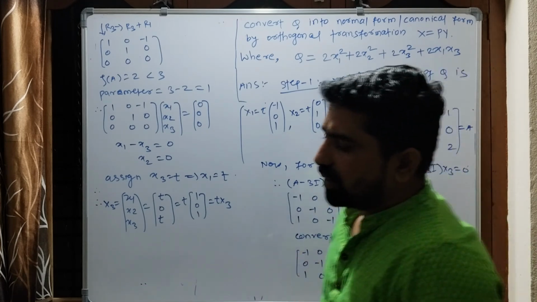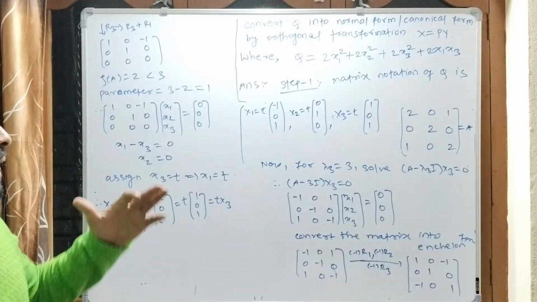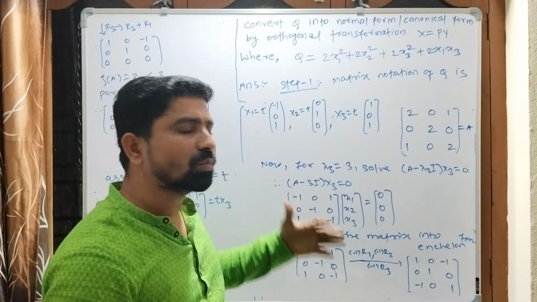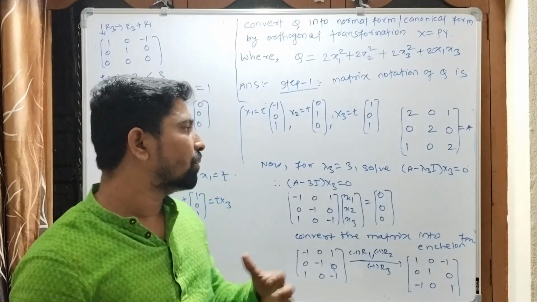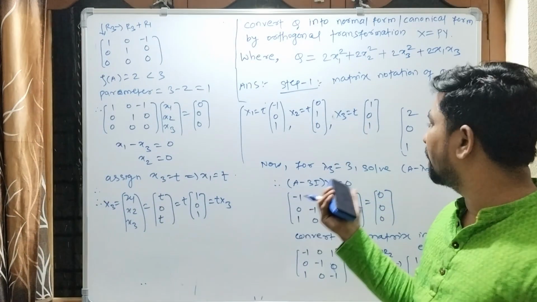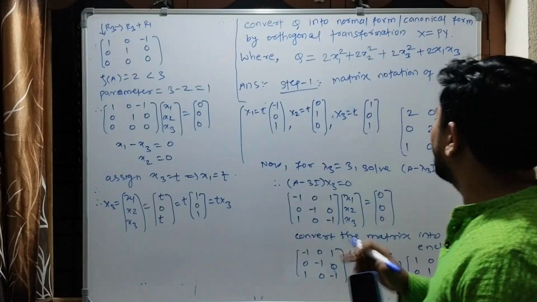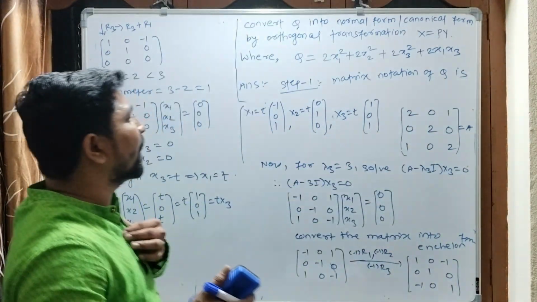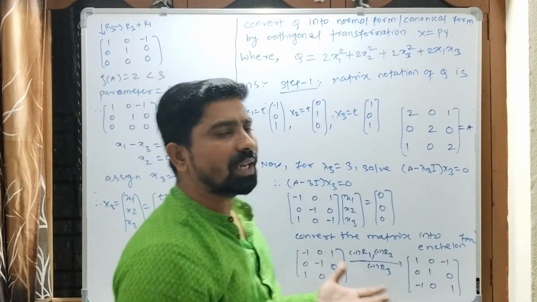So till now we got the matrix notation, the eigenvalues and the eigenvector corresponding to each eigenvalue of the given matrix. Lambda 1, lambda 2, lambda 3 are the eigenvalues of this matrix. So now I want to form the modal matrix P.